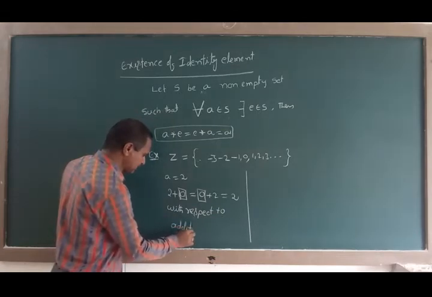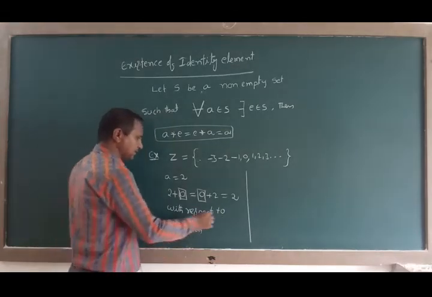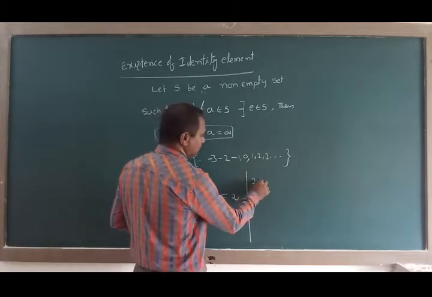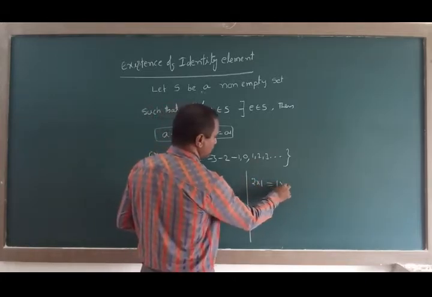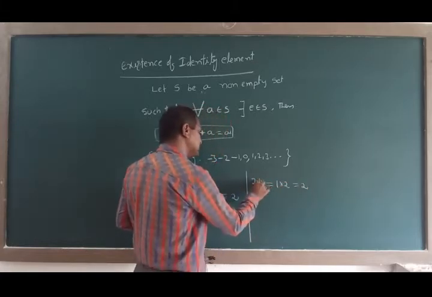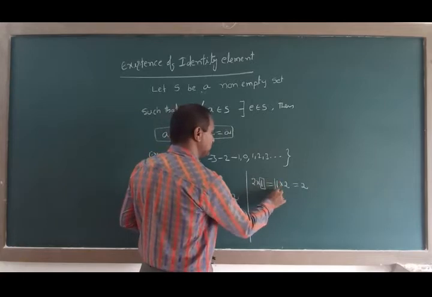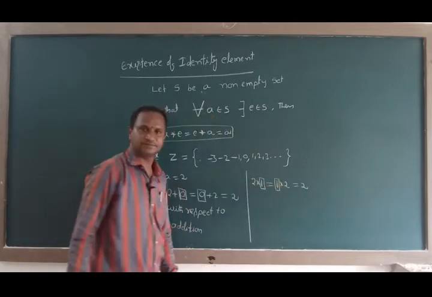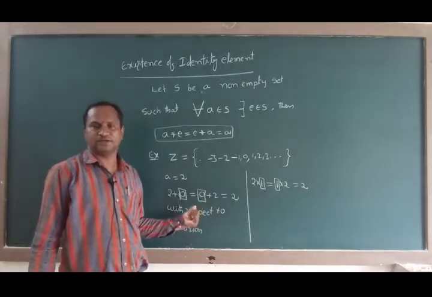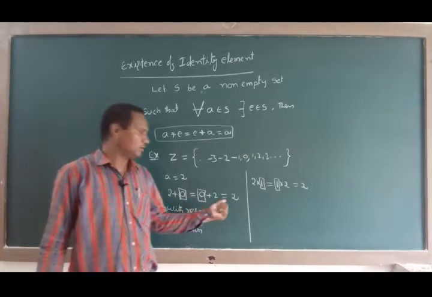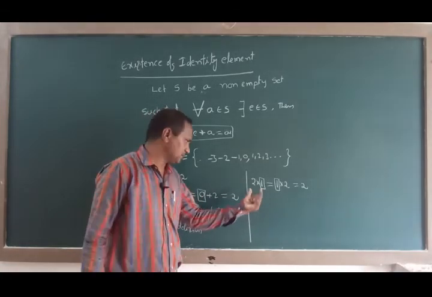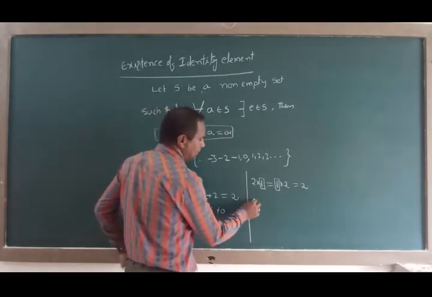With respect to addition, this is. It is with respect to multiplication now. 2 into 1 is equal to 1 into 2 is equal to 2 here. That's why 1 is an identity element with respect to multiplication. Here 0 is an identity element with respect to addition. Here 1 is an identity element with respect to multiplication. This is an example with respect to multiplication.